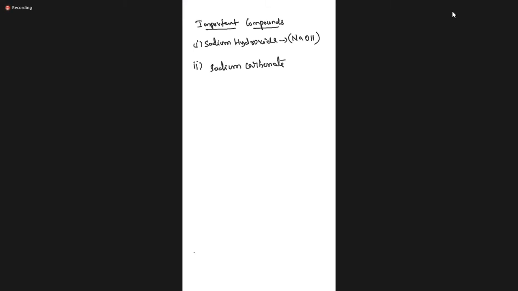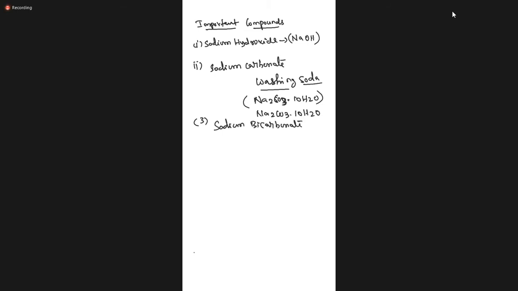Sodium carbonate, otherwise it is called washing soda. Washing soda formula Na2CO3.10H2O. This is the formula for washing soda. And the third compound we need to discuss is sodium bicarbonate, or sodium hydrogen carbonate, NaHCO3.